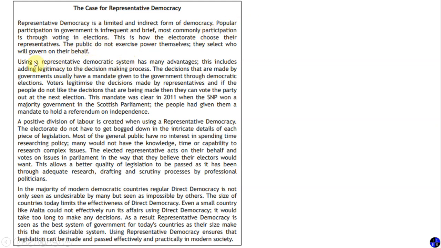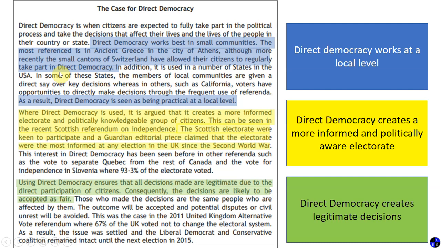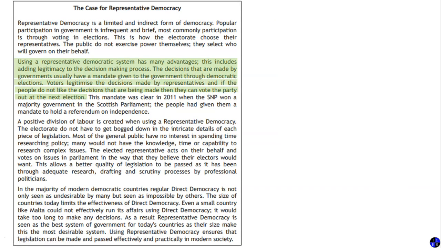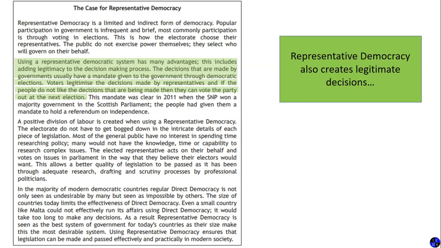On to the second paragraph, looking for keywords that are jumping out. First one I see there is legitimacy, and you remember in source A, we had that paragraph at the very bottom that I've highlighted green, where they talk about direct democracy creating legitimate decisions. So go for that, I'll make that one green and go on. You can see more information about how source B is arguing that representative democracy is also producing legitimate forms of decision making, but maybe for a different reason. So I'll pop that in my wee annotation at the side. Representative democracy also creates legitimate decisions.